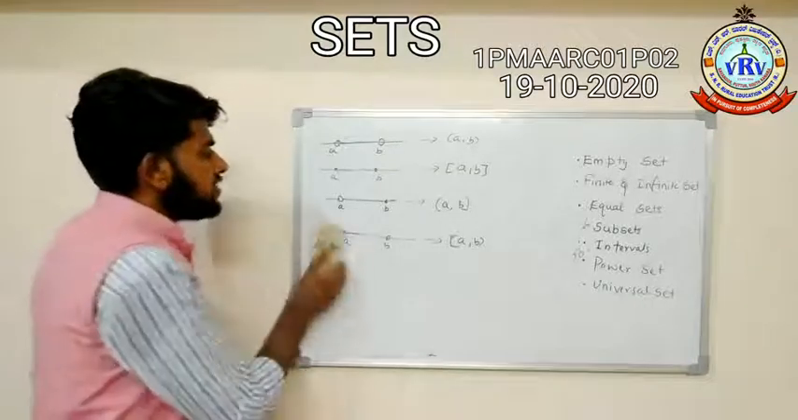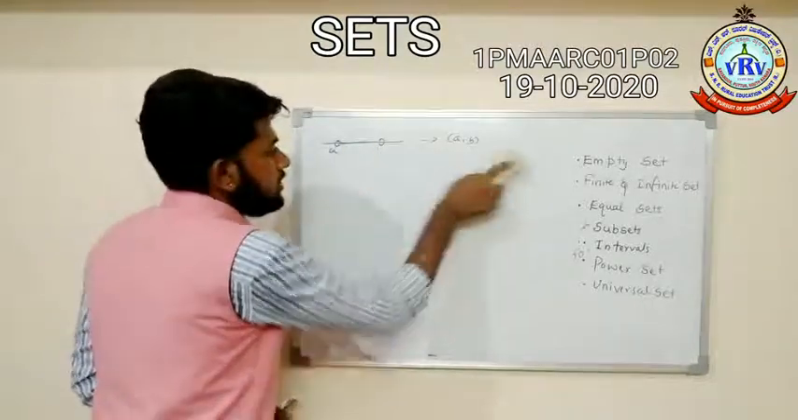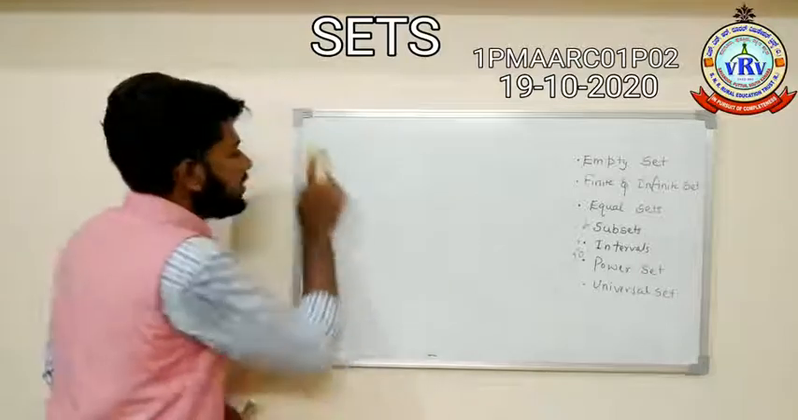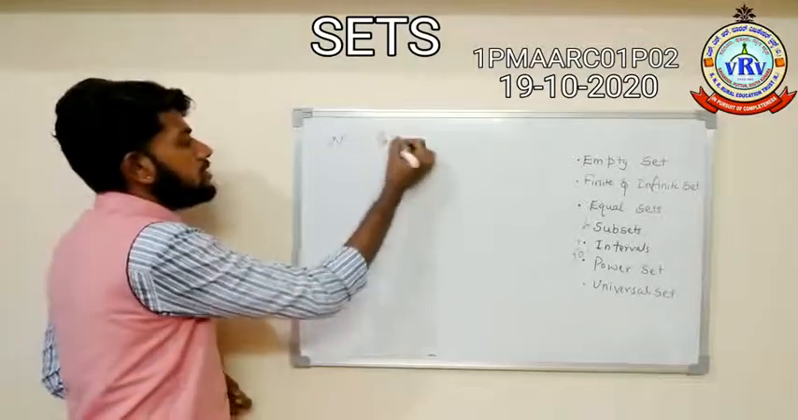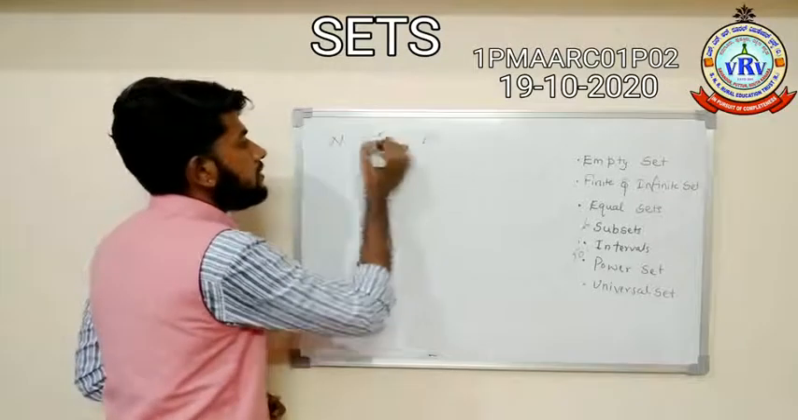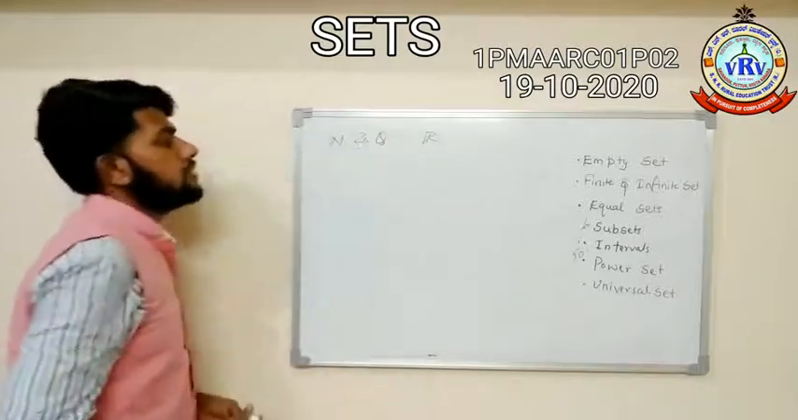And in a subset, in the topic subset, we know natural numbers, rational numbers, real numbers, integers, right?